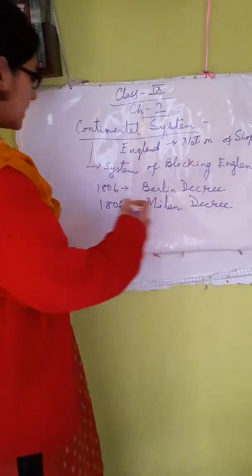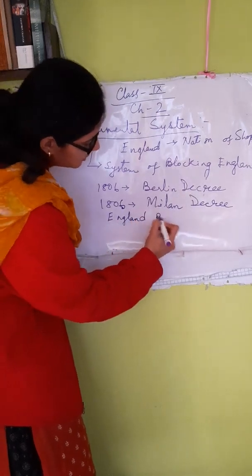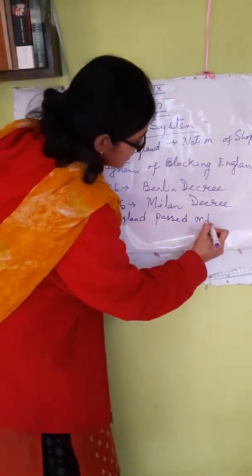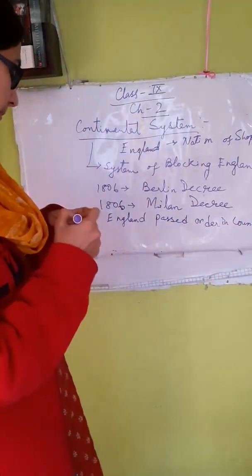In this situation, England also passed a counter decree, which was known as the Order in Council. England's navy was very strong. We have already read that by using their navy they blocked the entire coast of Europe. So none of the countries could go out from Europe, and from there also they couldn't buy anything. They were completely dependent on England now, because England produced all these goods and the other countries needed them.